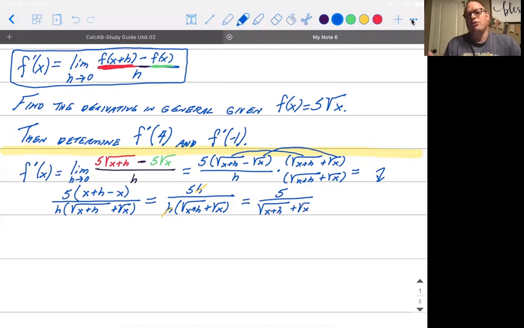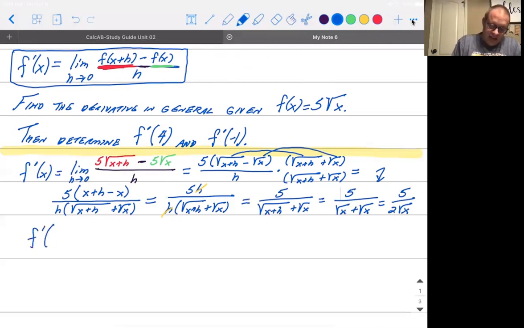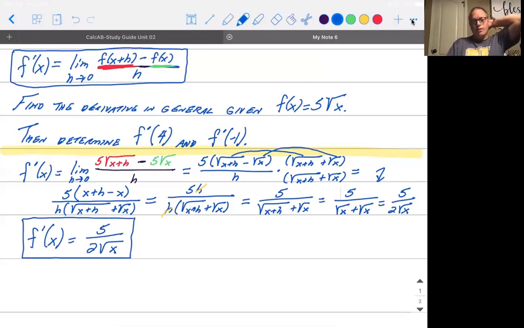And now I can go and put 0 in for h. So that's going to leave me with 5 over the square root of x plus the square root of x. And that means I have 2 of them. And what I've just found is I have found the derivative in general. It's exactly what I wanted right there.